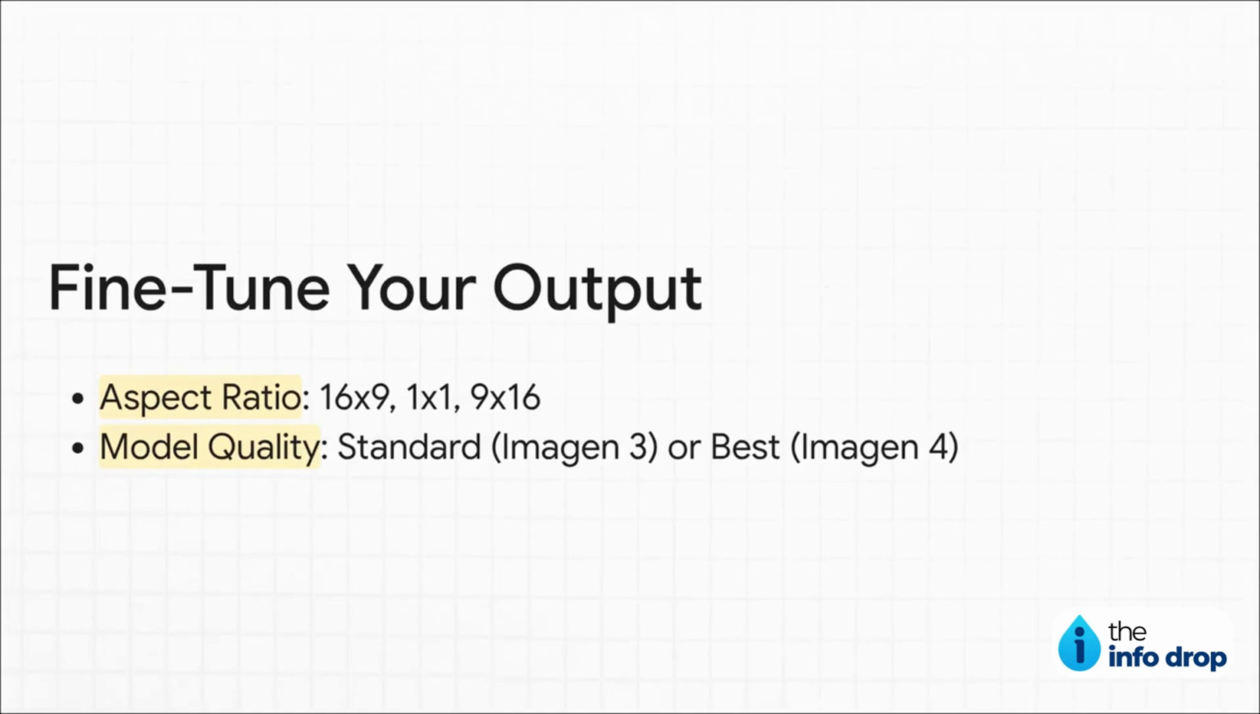Now, before you hit that generate button, you've got a couple of really useful settings. You can pick the aspect ratio, a widescreen 16:9, a square 1:1, or a vertical 9:16 for something like an Instagram story. And you can choose the model quality. Standard uses Imagen 3, which is great, but best quality dials it up to Imagen 4 for even better results.